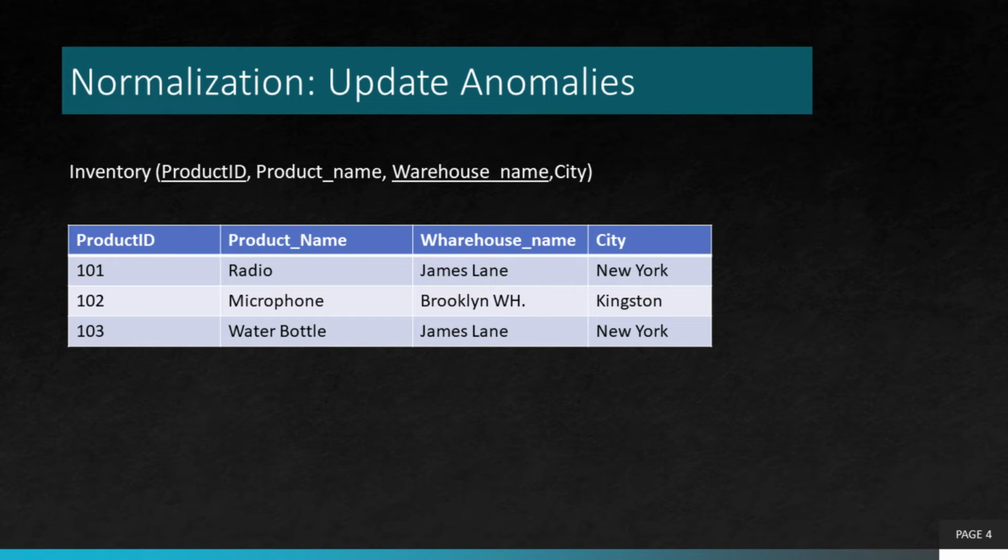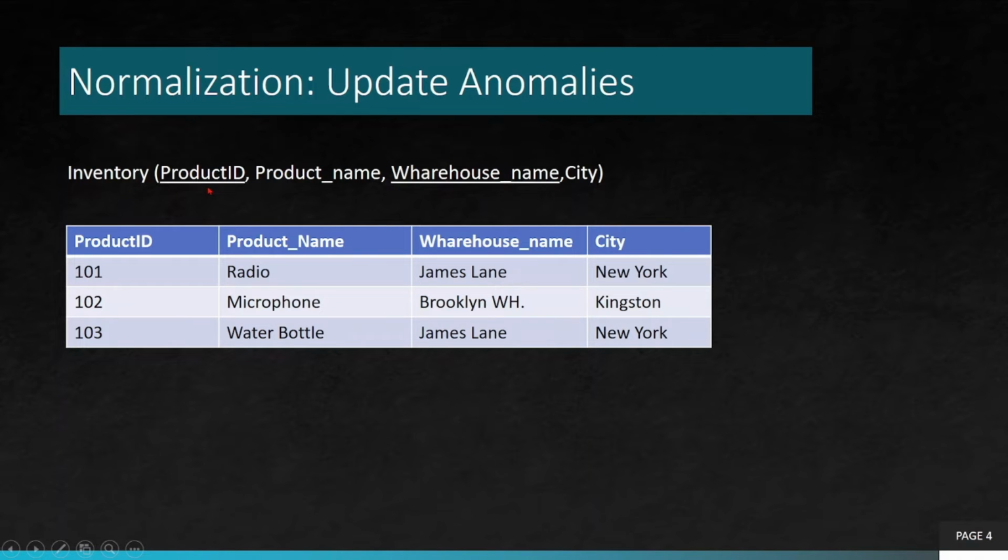So guys, an update anomaly is a problem that occurs in your database when it is not properly normalized, right? So this happens when updating data leads to inconsistencies because the update is done in some but not all the places where the data appears. So let's look at this example here. We have an inventory table, right? We have product ID, product name, warehouse name, and city. Now let's say we wanted to update the James Lane warehouse, right? And let's say we wanted to change it to James Avenue. We'd have to update it here, and then again we have to come and update it here.